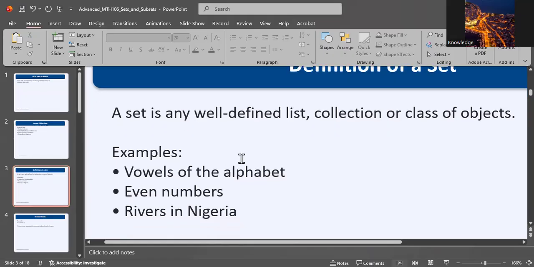So we have examples of sets, like if you say the vowels, everybody knows what the vowels should be: A, E, I, O, U. So it's a set. It's well known. It's well defined. People agree that A, E, I, O, U are the vowels.